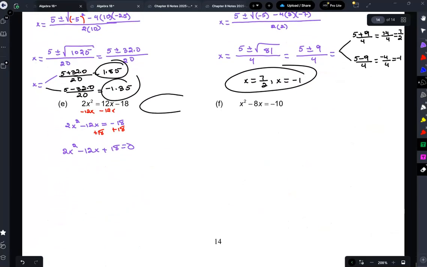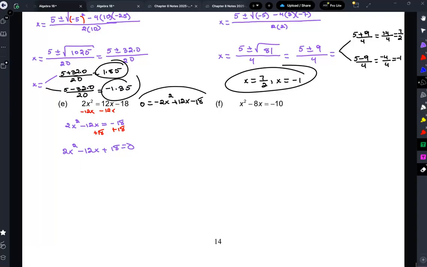If you did it the other way, it will be negative 2x squared. It will be 0 equals negative 2x squared plus 12x minus 18. So look, all three of them will have opposite signs. Okay? Negative 2, positive 2, positive 12, negative 12, negative 18, positive 18. Either way is fine as long as it's correct. Either all this or all that. Okay, but let's do the purple one here.